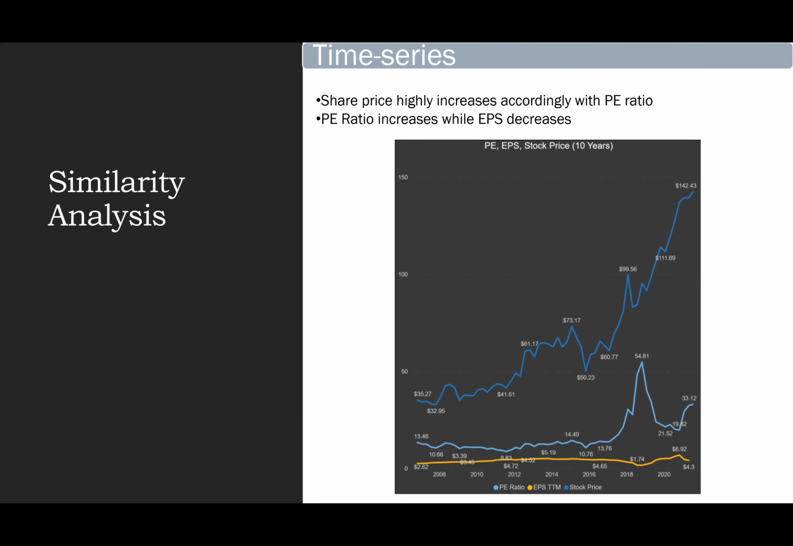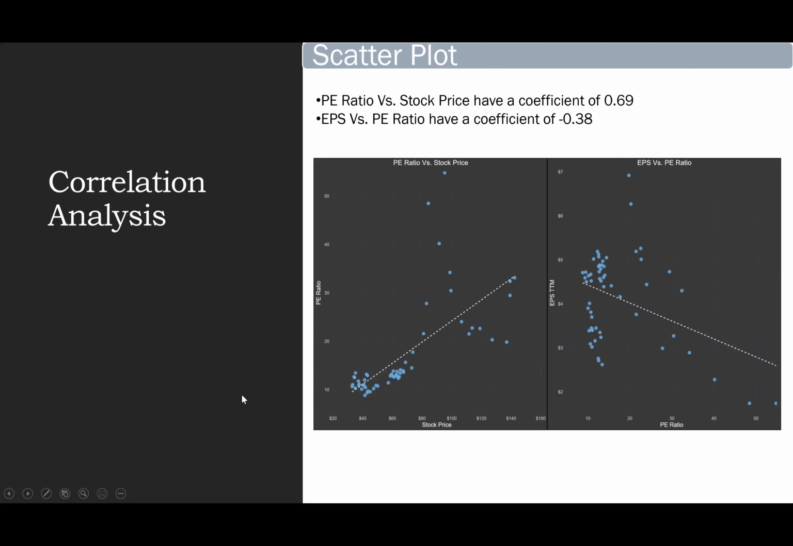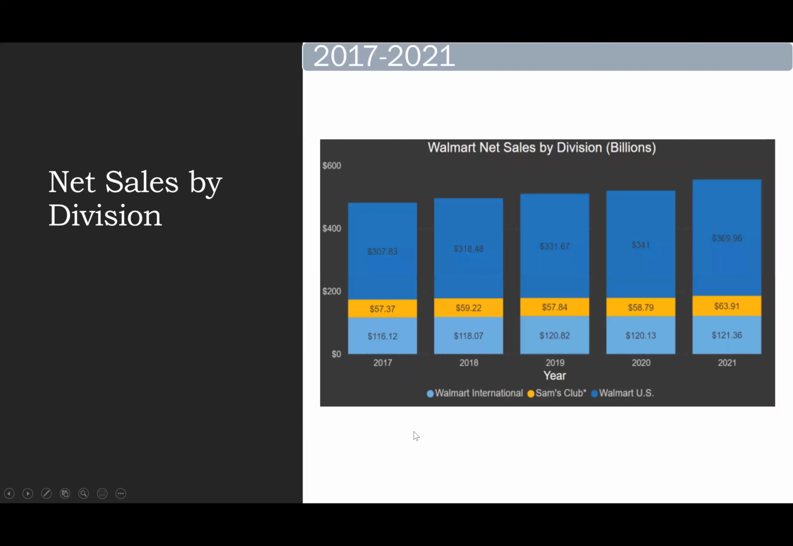However, at the same time, a similarity analysis shows that for Walmart, the PE ratio tends to increase as the stock price increases, which makes sense since as the price increases, so does the ratio. Conversely, the earnings per share decreases as the price to earnings increases. This is validated by a correlation analysis that shows that the PE ratio and the stock price move in the same direction with a coefficient of 0.69, while a negative but weak correlation signals that as the PE ratio increases, earnings per share is going to decrease.